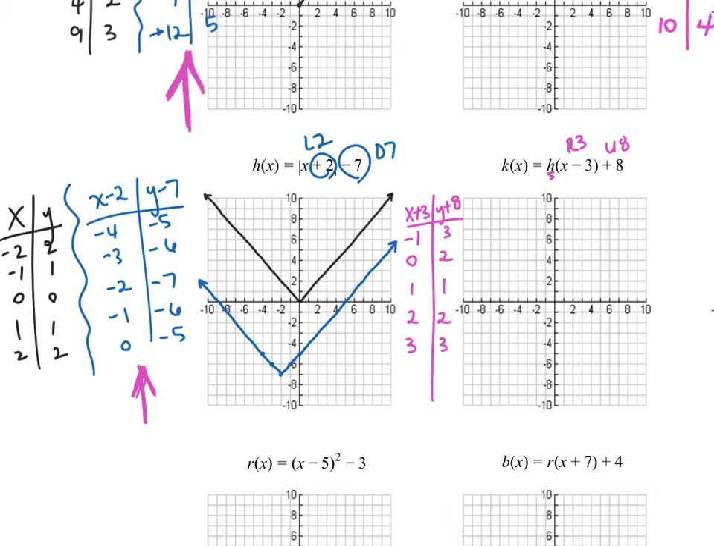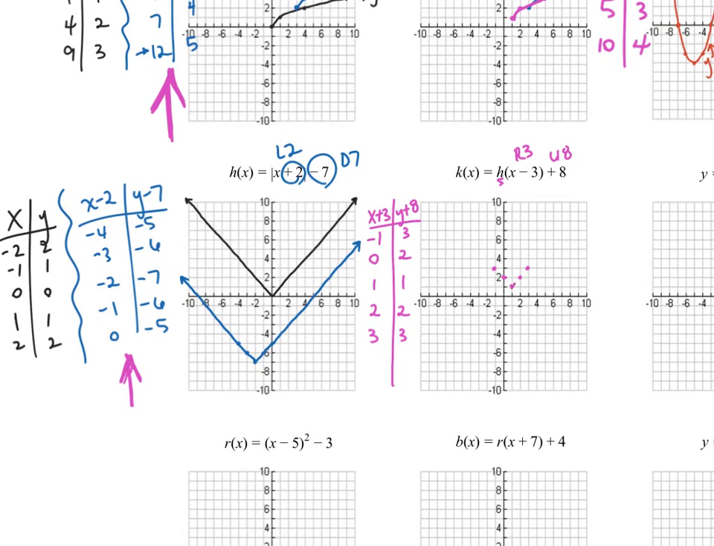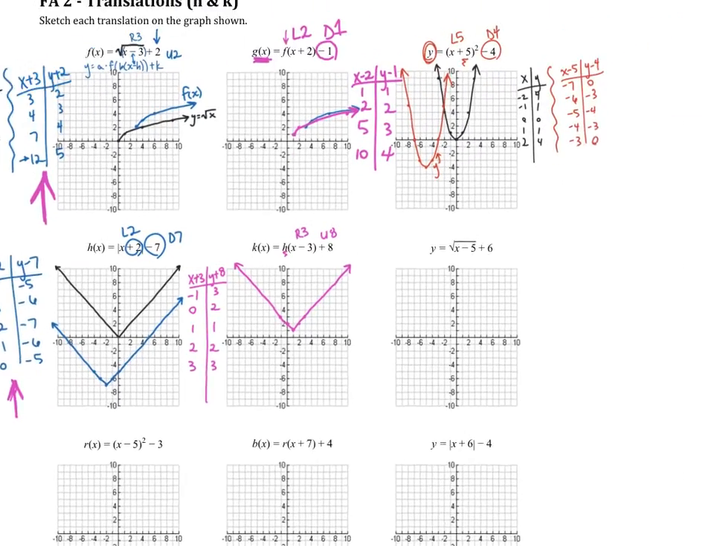Let's graph it. Negative 1, 3, 0, 2, 1, 1. I forgot where I was. 2, 2, 3, 3. Filling this one in. I have this, and then I get something like that.